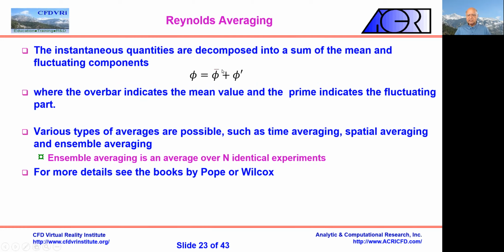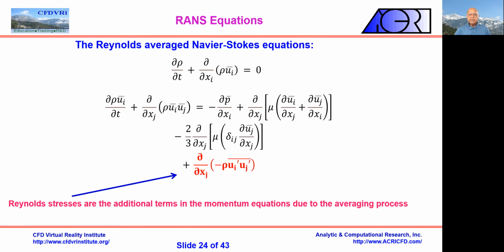Various kinds of averages are possible here. We could average over time. We could do spatial averaging, averaging over space, over eddies, for example. We could do ensemble averaging: we could take 50 realizations at the same point and say this is the average value. All these are defined in more detail by Pope and Wilcox. By the way, Wilcox is generally easier to understand. Pope is more thorough, but there's also a lot of math in there.